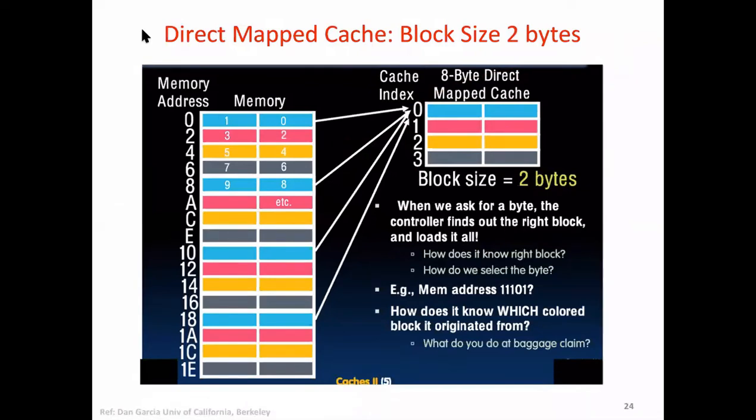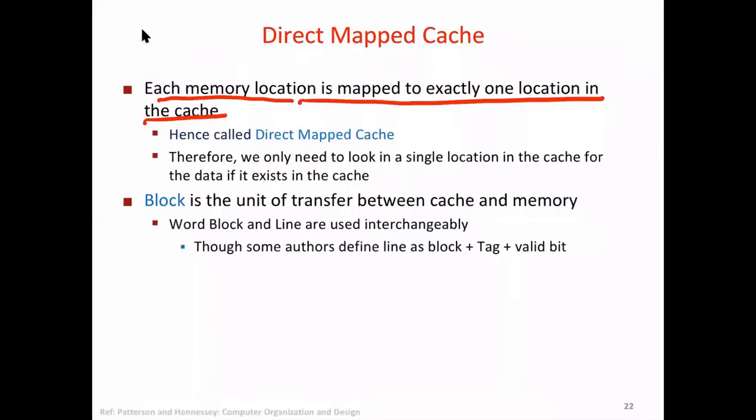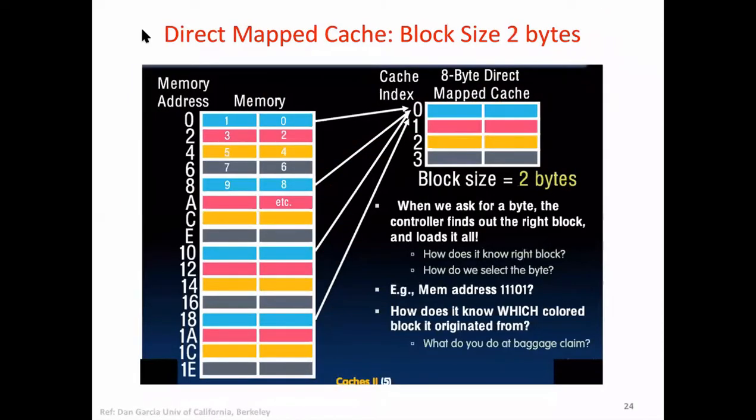Now the block we have assumed has only 1 byte here. It can also be 2 bytes. So here we have basically 16 into 2, a 32 byte memory, and it is mapped into an index that is still 4, but each block will have 2 bytes. Now there are 4 blocks and each will have 2 bytes.